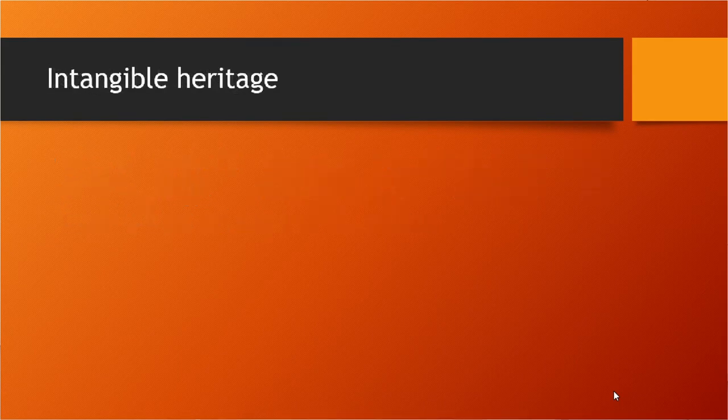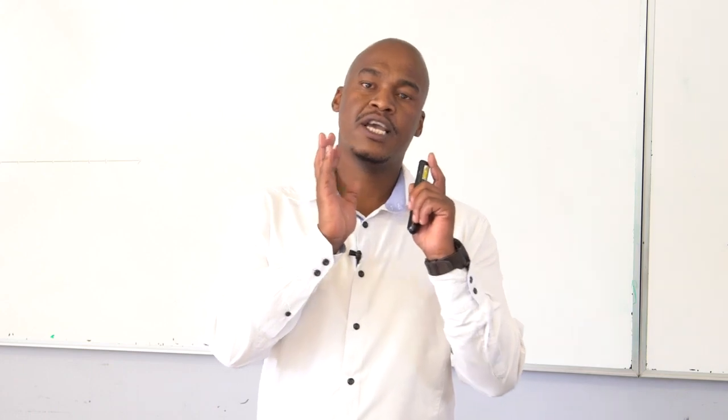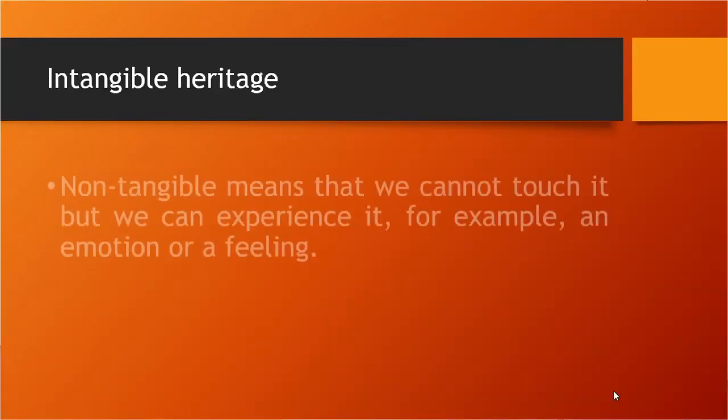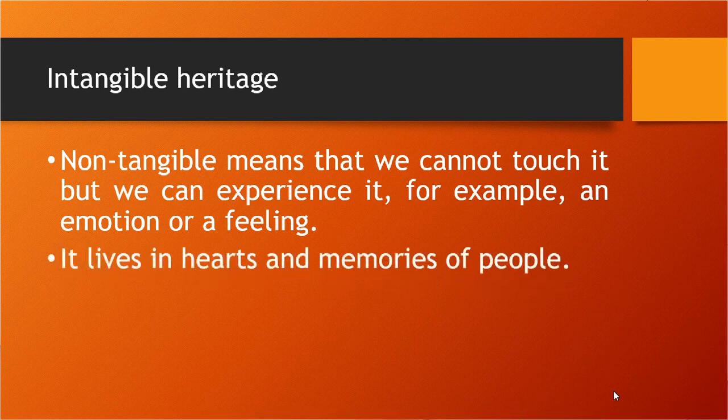The other form of heritage is intangible heritage. This type of heritage is heritage which we cannot see and touch, but we can only experience. For example, an emotion or a feeling. You feel something, you experience dance. When you sing, it's something that you actually feel rather than something that you can touch and see. It is an experience. It lives in the hearts and the memories of people.